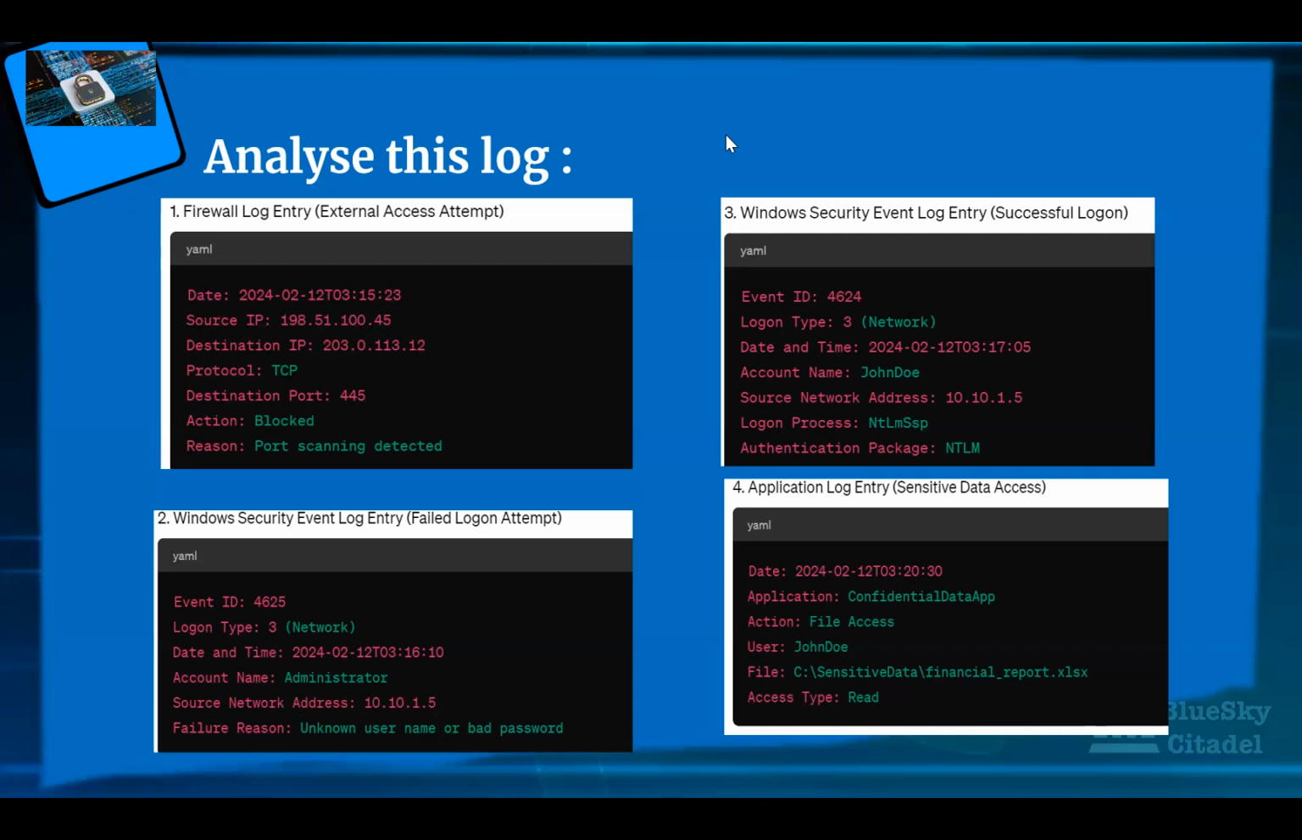The same date, less than 2 minutes, some sort of lateral movement has happened from account name administrator to account name John Doe. Can we see that? Yeah. So what do we think is happening?